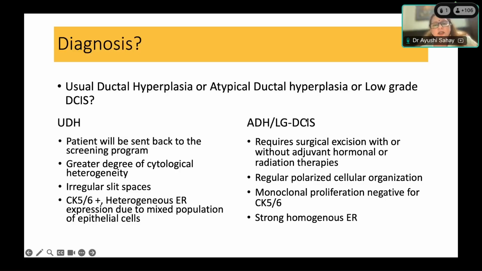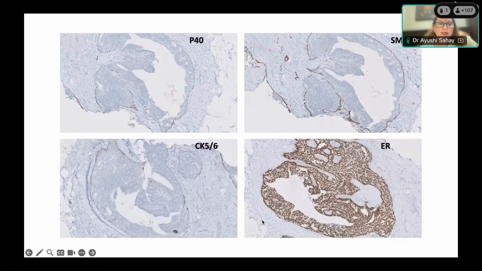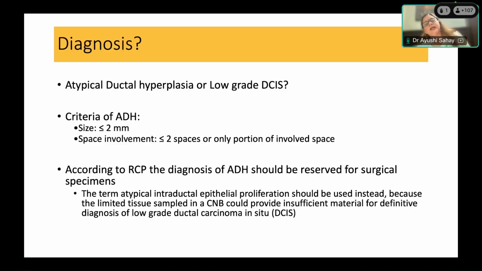While in contrast, your ADH and low-grade DCIS will require surgical excision with or without adjuvant therapy. You will see more of a regular polarized cellular organization and monoclonal proliferation, which is negative for CK5/6 and shows strong homogeneous ER. So in this particular case, we did these markers, and you can see that the P40 is preserved at the periphery, but inside there is a diffuse ER expression. CK5/6 is negative. So this basically becomes an atypical ductal hyperplasia or low-grade DCIS.